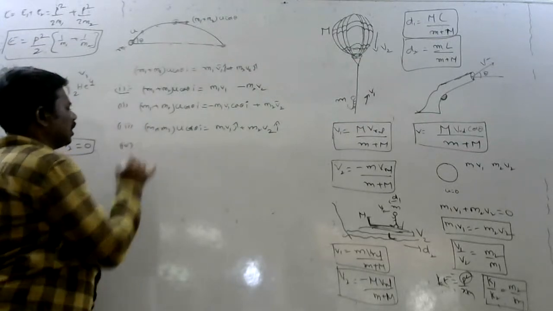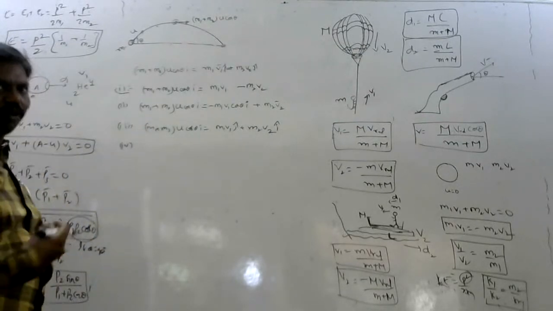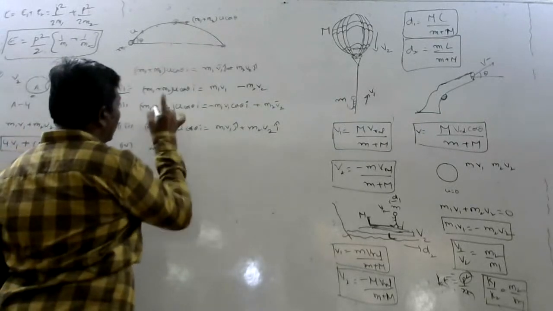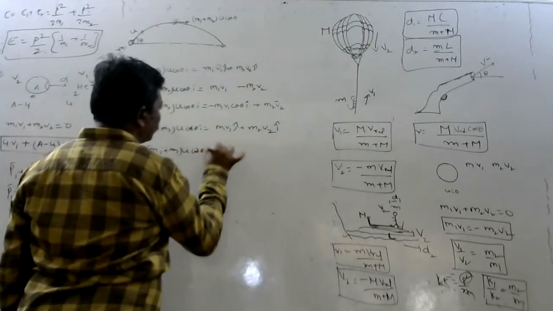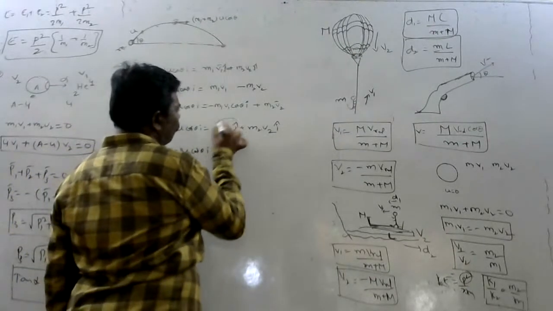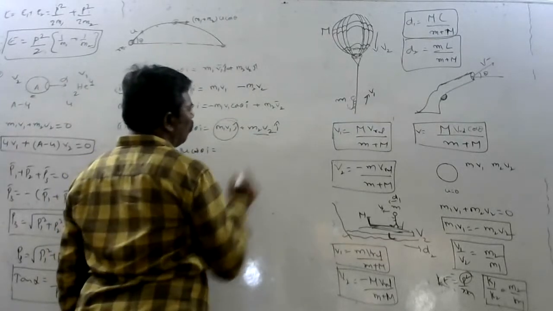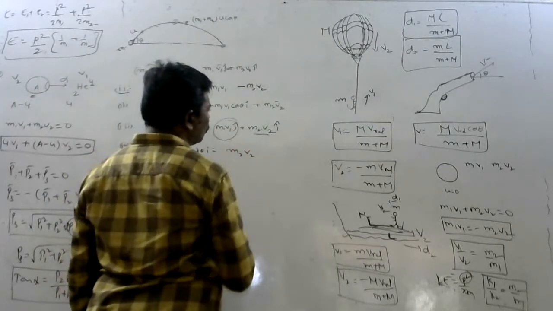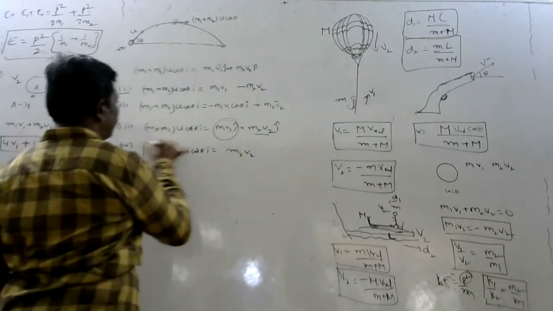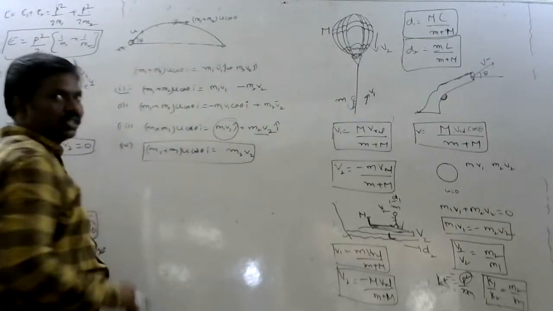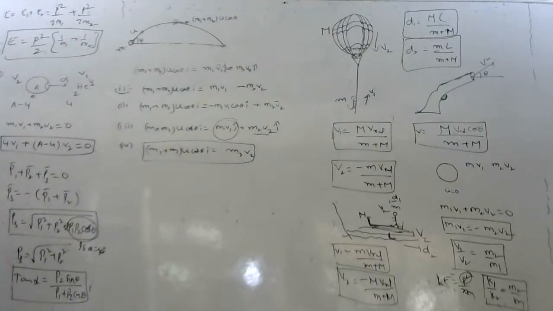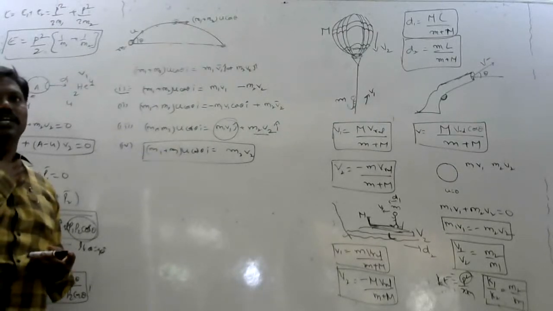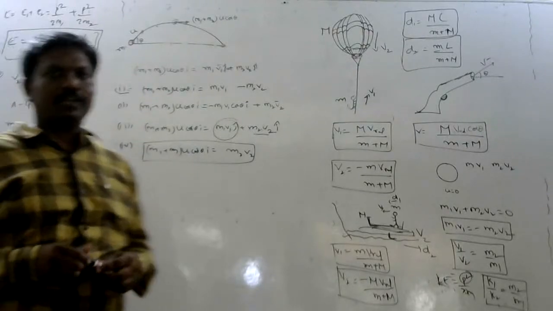And the fourth case: if the first block is in free fall at the highest point, then (m1 plus m2) u cos theta I is equal to, free fall meaning velocity 0, we have only one piece, m2 v2. So these are the applications of the law of conservation of linear momentum. So laws of motion is completed. Thank you very much.